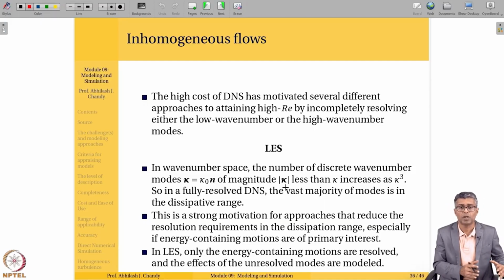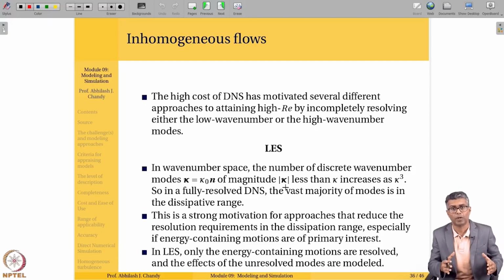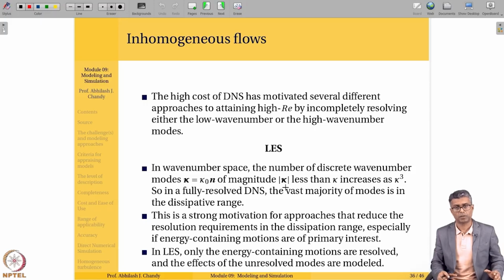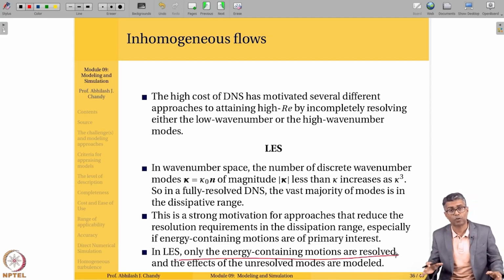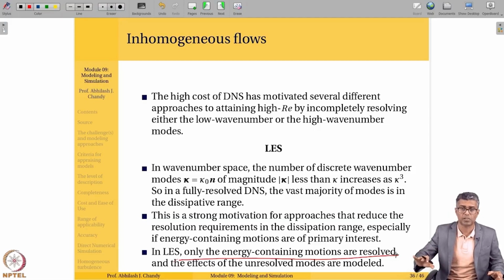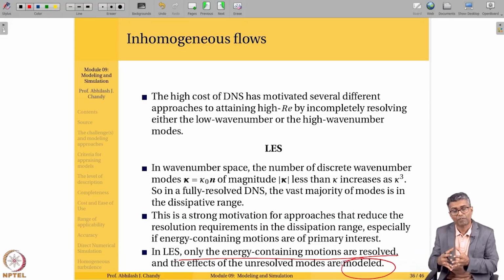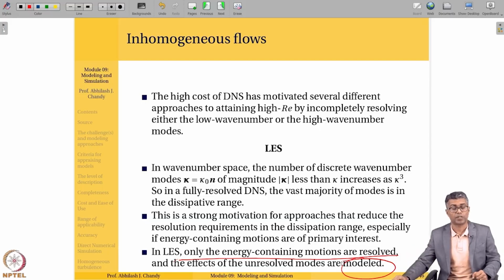Why are they of primary interest? Because most of the energy is contained in there anyway. So why don't we just resolve all the energy containing scales and a bit of the inertial subrange? That is what LES does. In LES, only the energy containing motions are resolved, and the effects of the unresolved modes, that is most of the inertial subrange and the dissipation range, are modeled. Meaning you have to have a model that can model all those length scales, not resolve, model all those length scales.